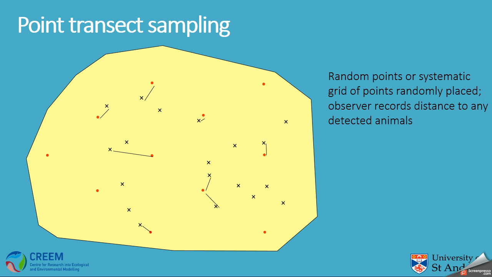In point transect sampling, you have points spread through the survey region, usually according to a systematic design, evenly spaced through the area, as is shown in this diagram. But sometimes it can be a randomized design with points located purely at random within the region or within strata in the region.